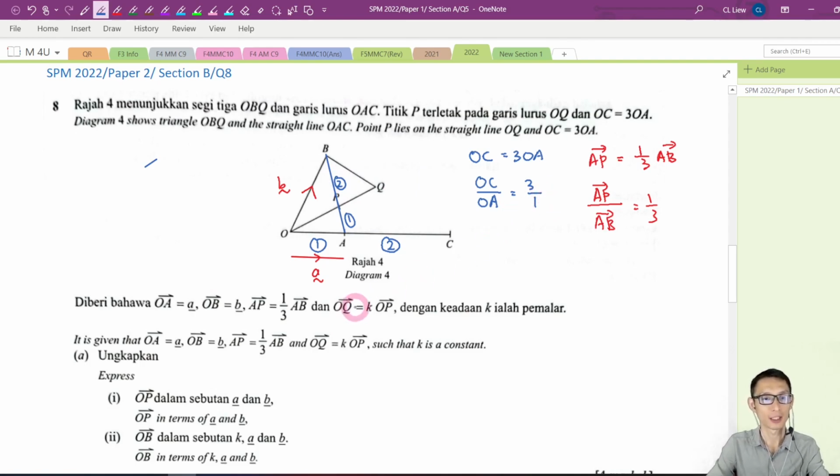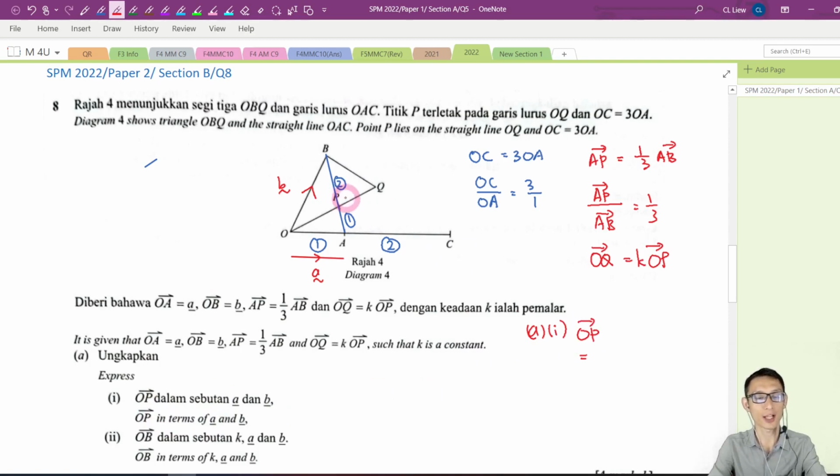Okay, now, given by the question, OQ is equal to KOP, such that K is a constant. Now, let's look at A1. We want to find OP in terms of A and B. OP. Okay, let's look at this diagram.